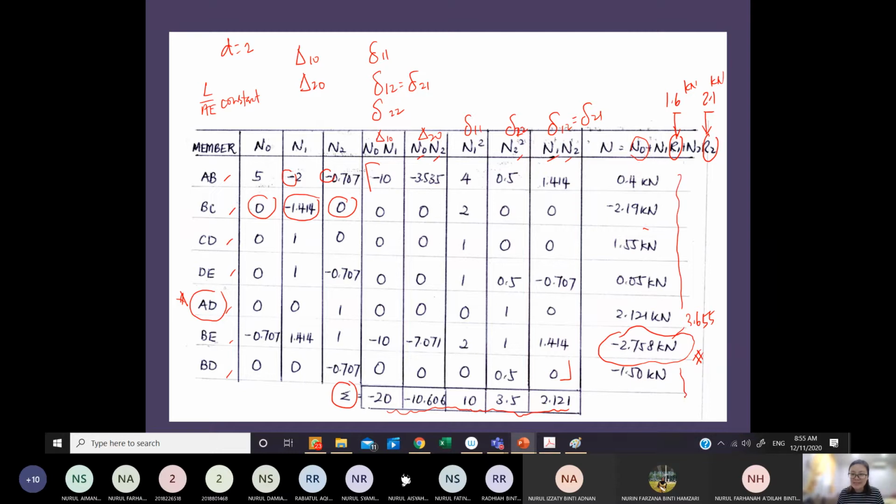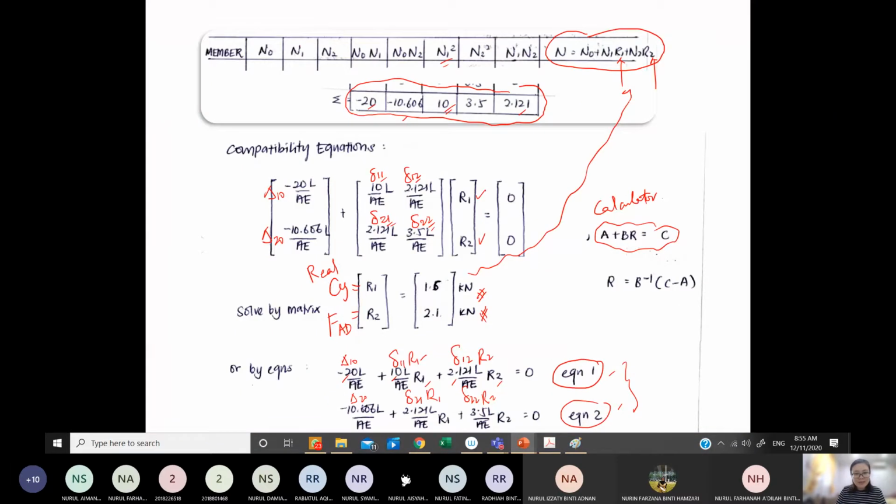Same with me. But how we get it is from these equations. I might want to check back the N0, N1, N2 to see whether they were input correctly. So this is how we do it. Do you want to try using your calculator to solve R1 and R2? I will give you a minute or two to put it in your calculator and see whether you can get this value.